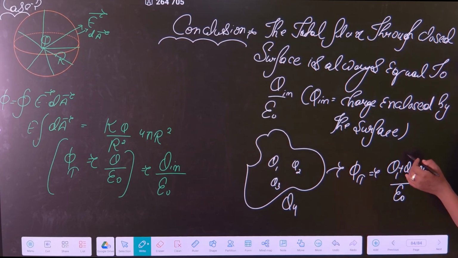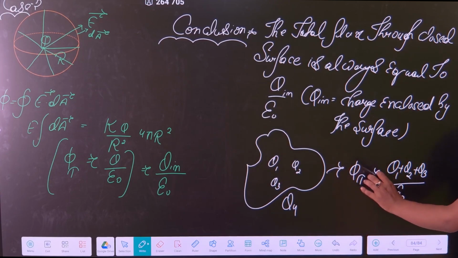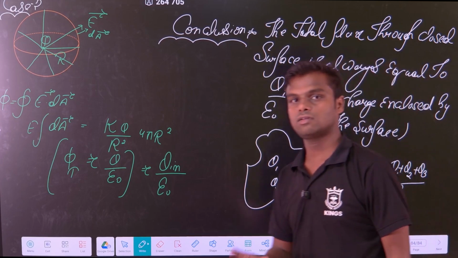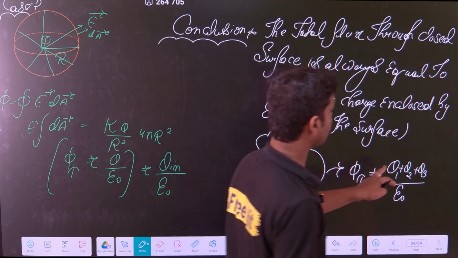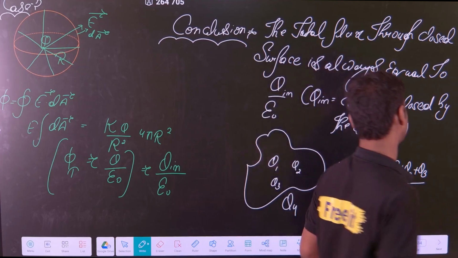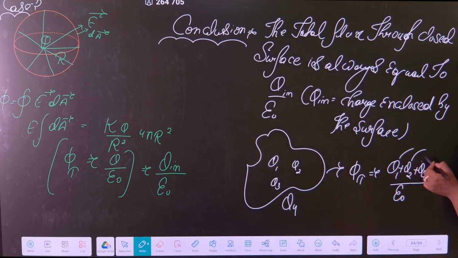But you have to also tell me one thing. Is phi a scalar quantity or vector quantity? Phi, obviously, is a scalar quantity. So that means you have to keep q1, q2, q3 with sign.